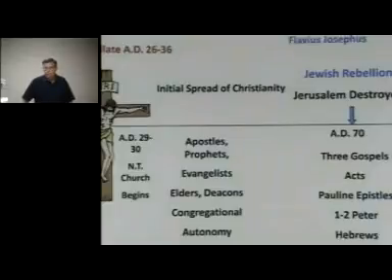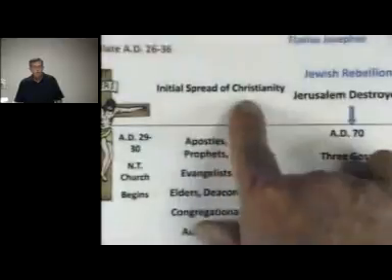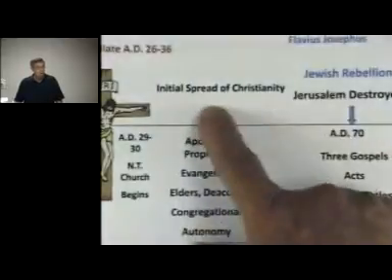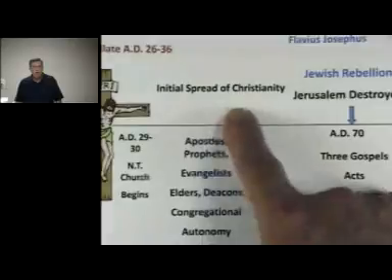All of the books of the New Testament were written after the death and resurrection of Jesus. The Gospels were written. So during this time, this is when the first part of the book of Acts is going on, see? The initial spread of Christianity from Jerusalem to Judea to Samaria and to the uttermost parts of the earth. Paul died in the mid-60s, early 60s.